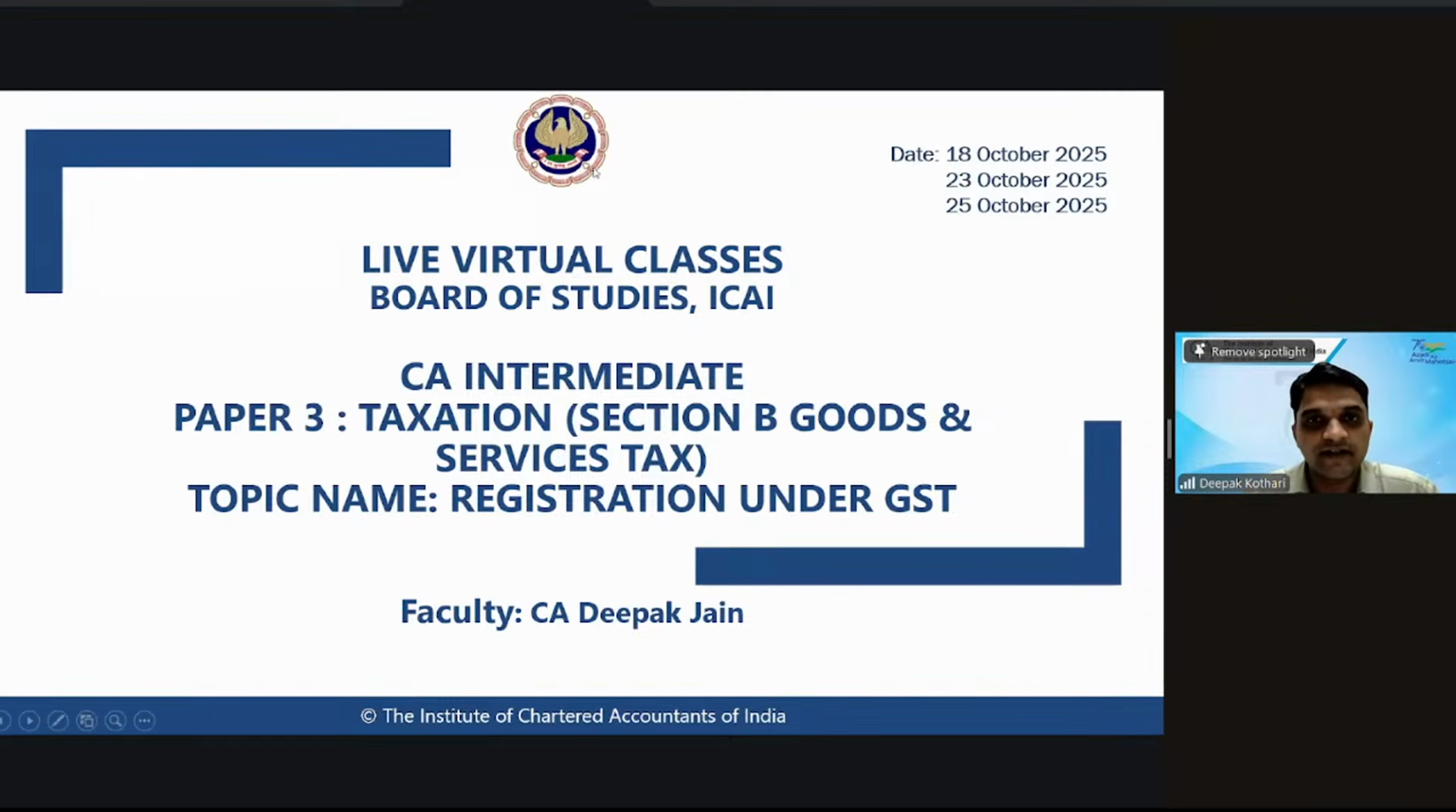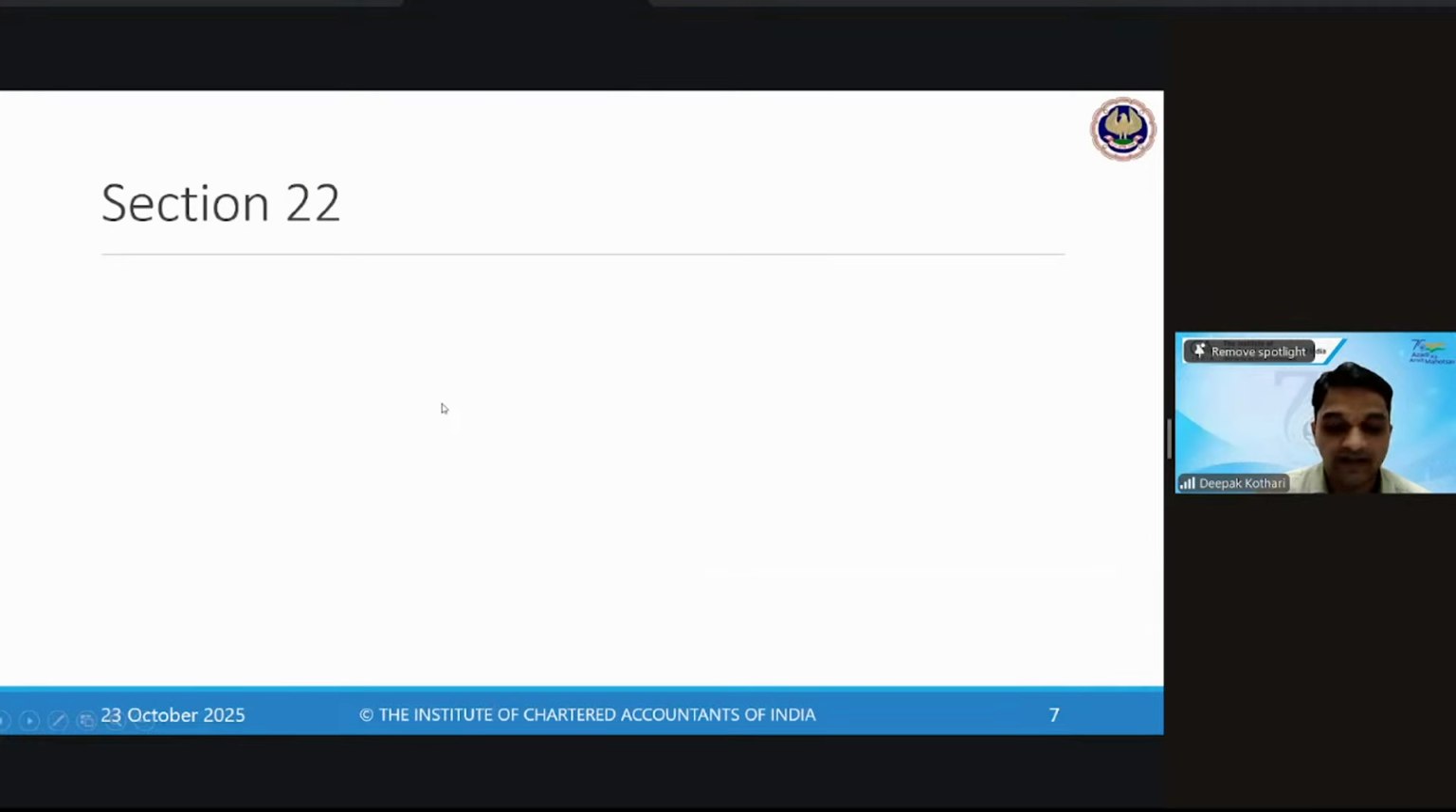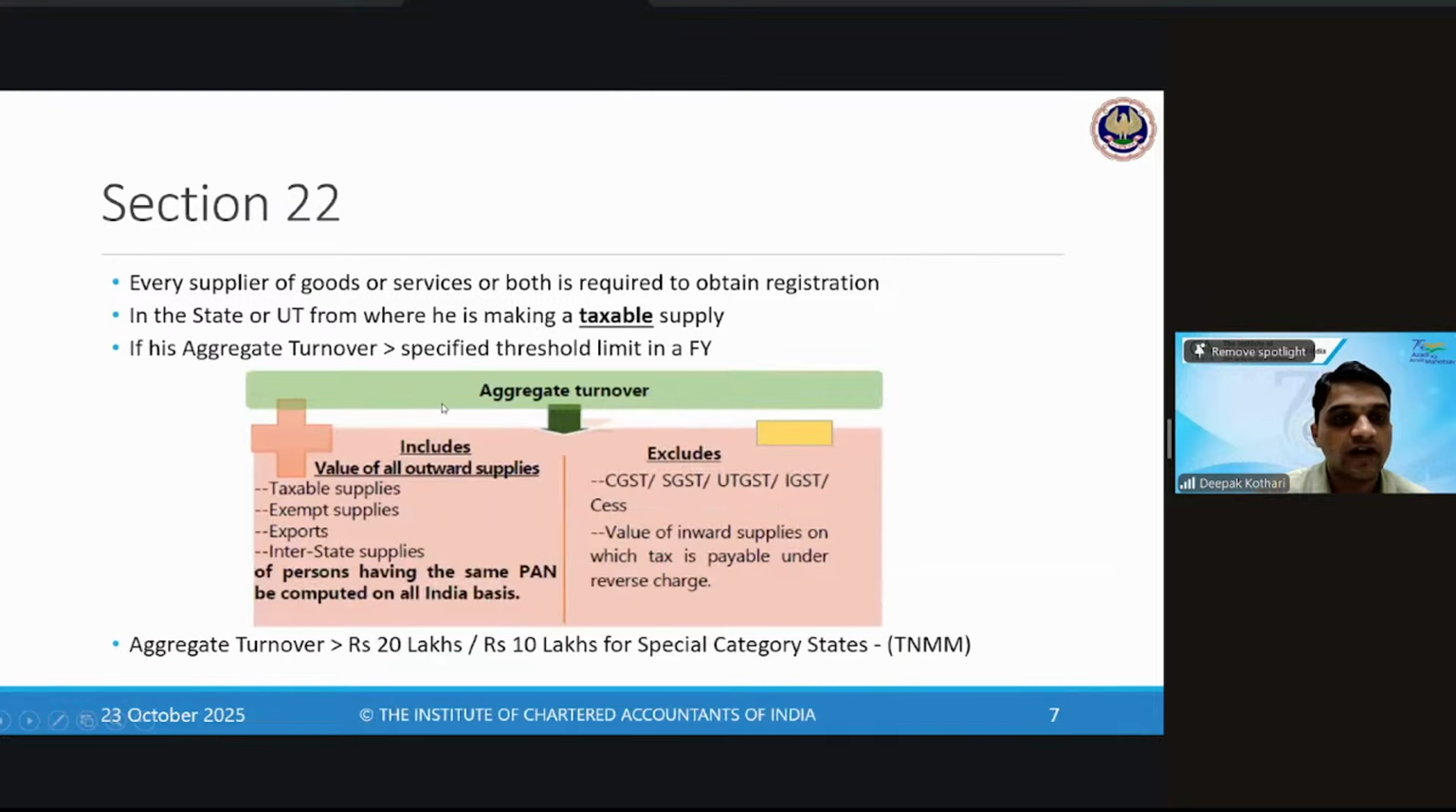Right. Great. So today we are going to continue our discussion from before the Diwali break. We were doing registration. Under registration, we understood a few concepts which were very crucial. We understood why registration is required and what the aggregate turnover is. So we were discussing aggregate turnover.